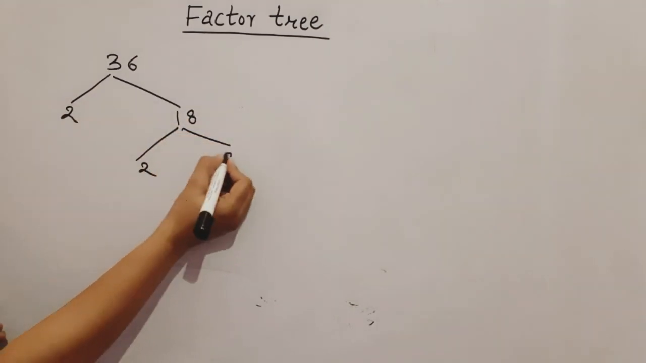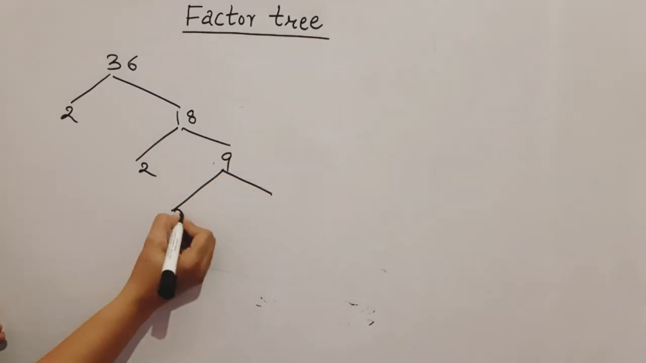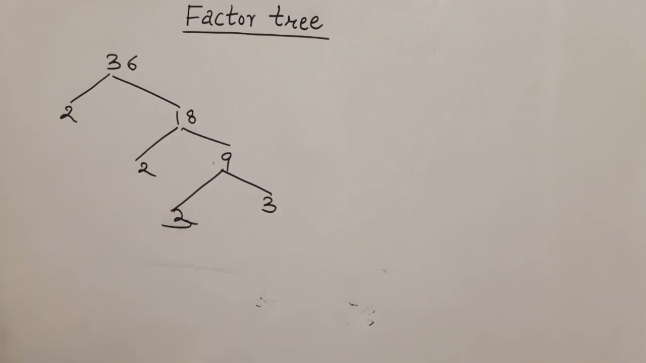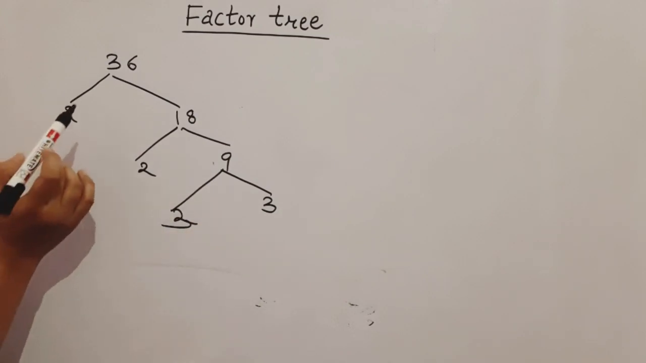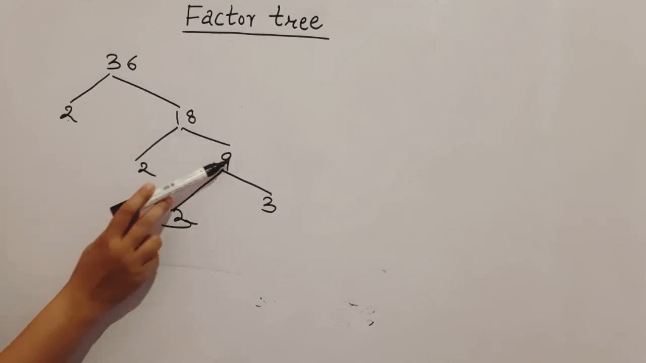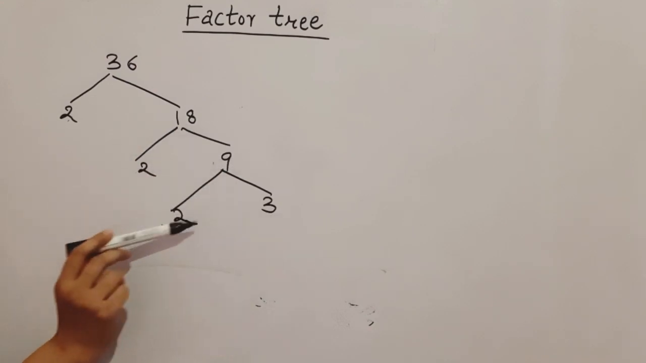Now 2 9s are 18. Then 3 3s are 9. After this we cannot proceed further. Again, as you can see, one prime number, one composite number, one prime number, one composite. Now here both the numbers are prime.